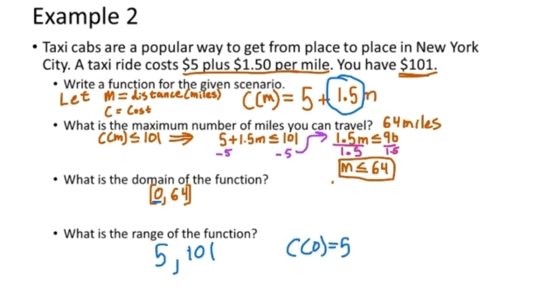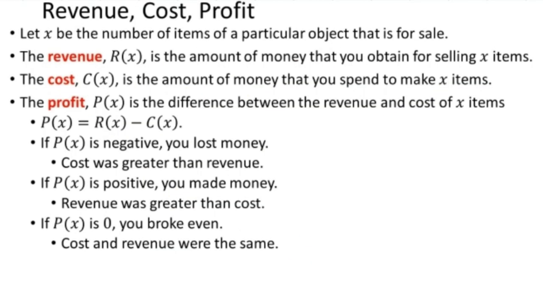So we'll put 5 there as part of our range. And we're going to put square brackets around the 5 and the 101 because we can have a taxi cab fare that costs $5 where we travel no miles, or we can have our fare be $101 where we travel as far as possible, which is the 64 miles. Next, let's talk about revenue, cost, and profit.